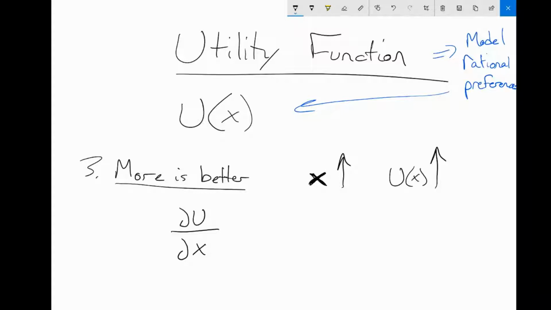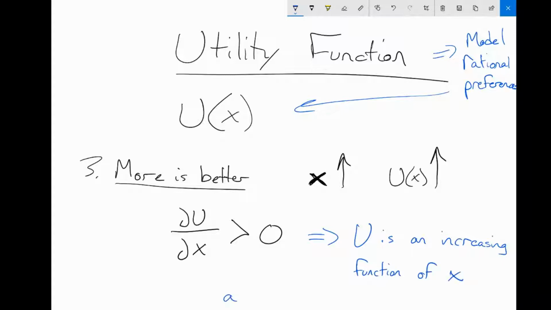So more is better. This axiom is captured by a utility function that's increasing. A utility function is increasing if the derivative is positive. U is an increasing function of x. So that means as x increases, u of x increases. All right, so this is a characteristic. That means that the derivative is positive.